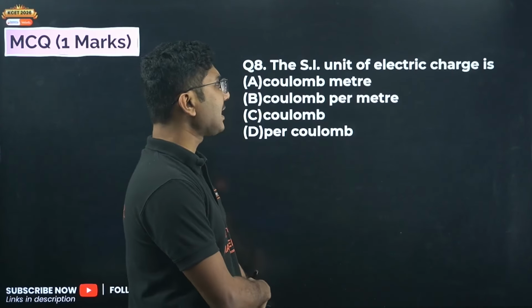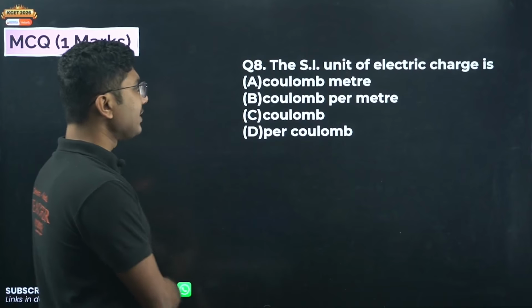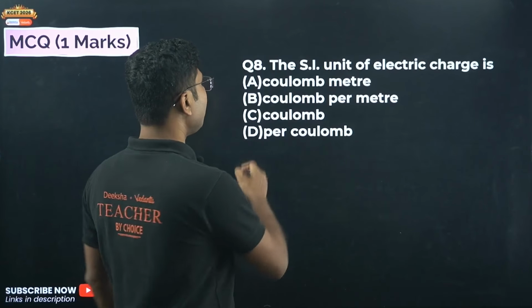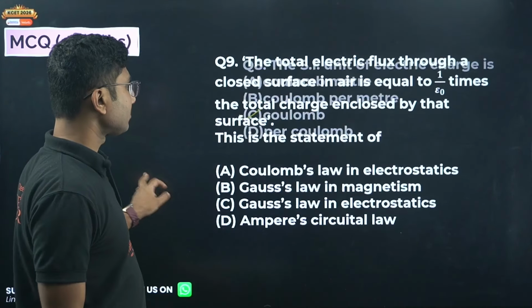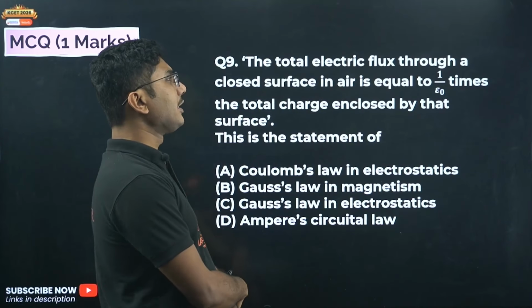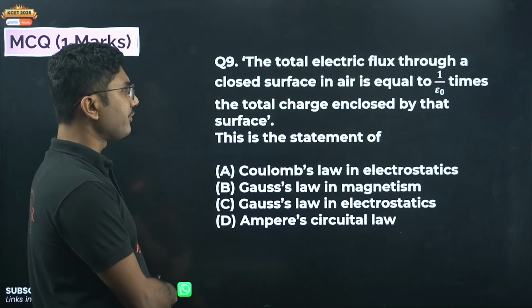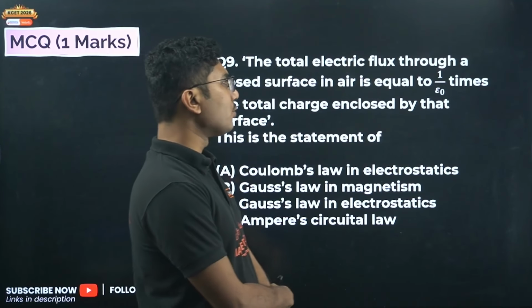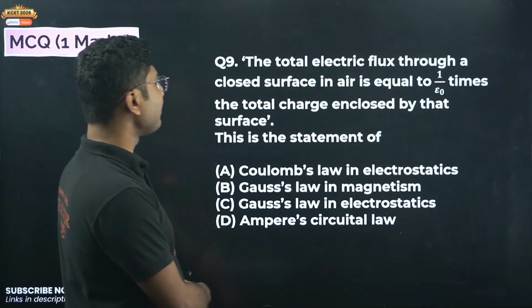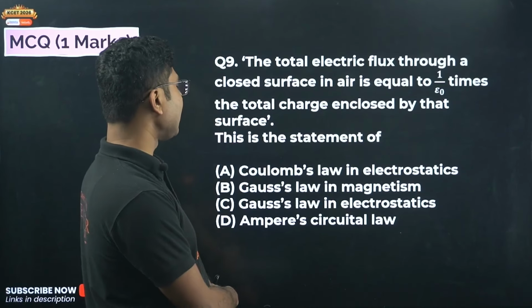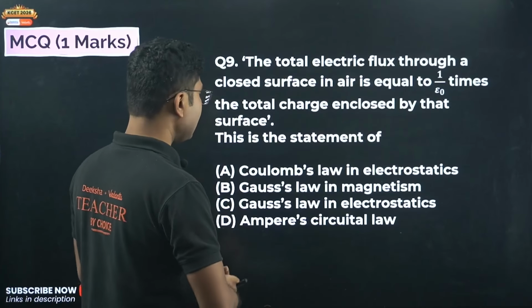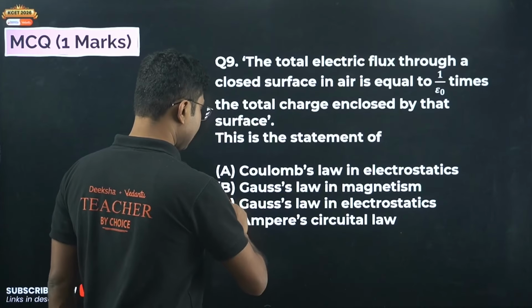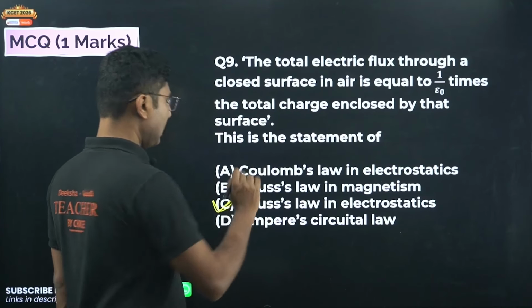Next question, the SI unit of electric charge is Coulomb meter, Coulomb per meter, Coulomb. So the SI unit of electric charge is Coulomb. The total electric flux through a closed surface in air is equal to 1 by epsilon naught times the total charge enclosed by that surface. This is the statement of Gauss's law of electrostatics. So Gauss's law of electrostatics is the correct answer. So option C is correct.